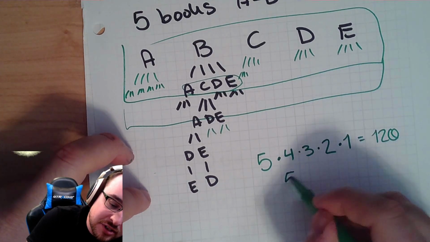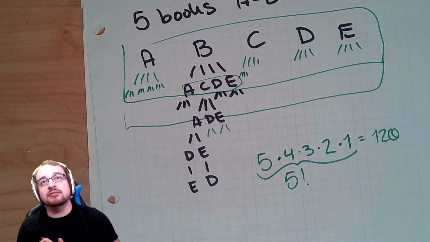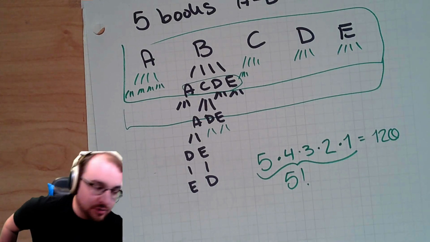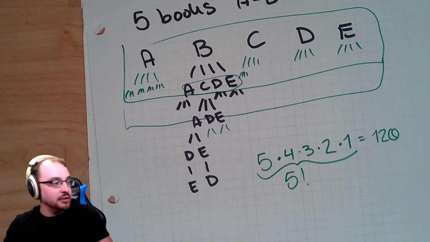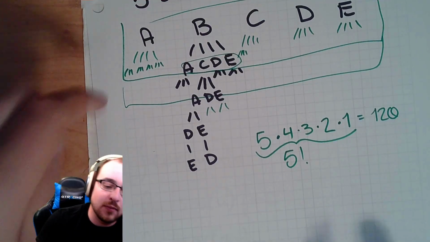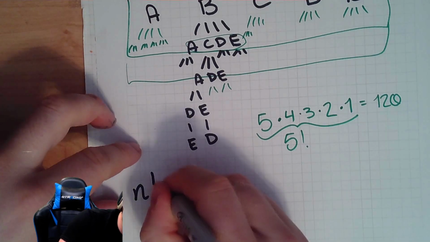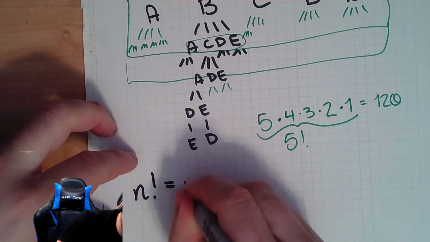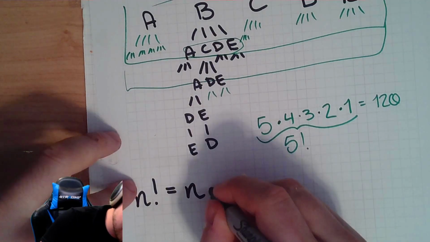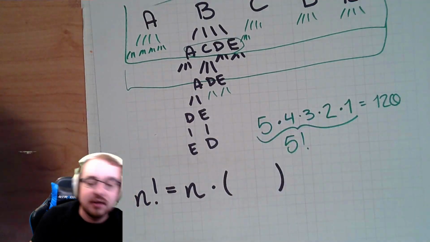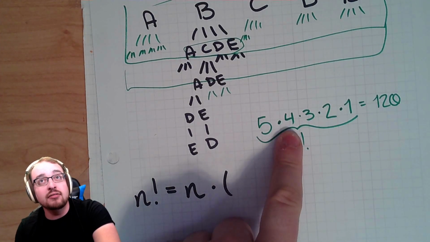And the shorthand for this is 5 factorial. That's what this represents right here: 5 times 4 times 3 times 2 times 1. And the reason I really wanted to bring this up is because there's a way to generalize this. If I have a number with a factorial symbol after it, what that means is I'm going to take that number, just like with 5 factorial we took 5, and I'm going to times it by the number before 5.